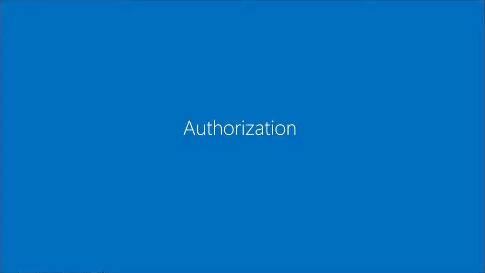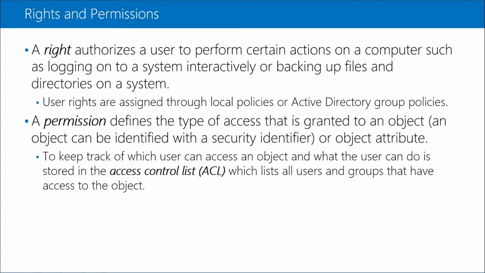Now let's talk about authorization. So authorization, rights and permissions. Rights allow you to perform an action of some kind. Rights are assigned through local policies or Active Directory group policies, and they enable actions such as I can log on locally to my system, as opposed to I can log on remotely to my system. I can back up files. So those are rights.